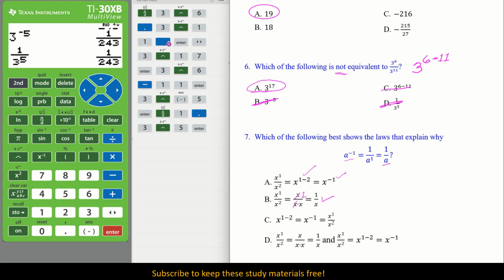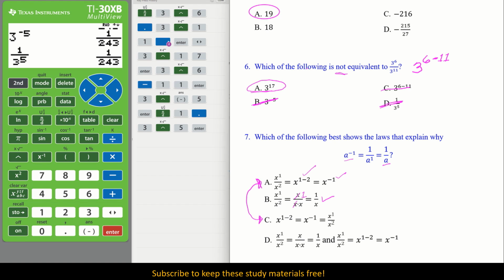Well, that's x to the 1 minus 2 power, which equals x to the negative 1 power. And then it ends with a fraction. Well, C is just A backwards. Well, I'm not sure I like that. C, I don't know if we could call that an explanation. Sort of. But I'm not liking it. That's not the way I would show it to a student. Well, let's look at D.